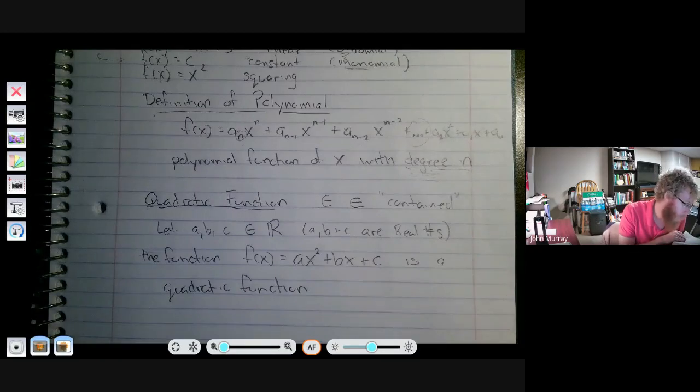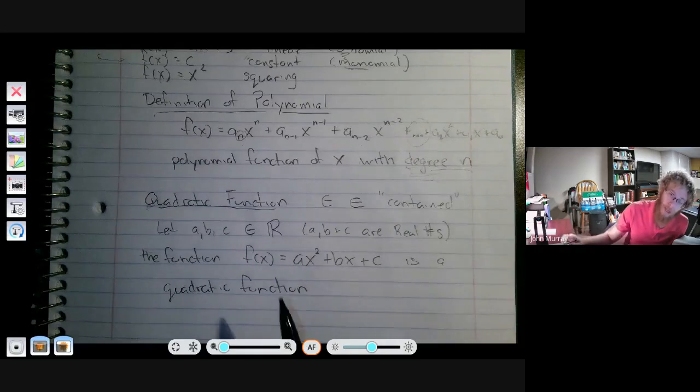I usually call this standard form, but it may not always be referenced as standard form, so I don't want to say that right now. Okay, any questions so far? I mean, we haven't really gone over much, but just basic stuff.